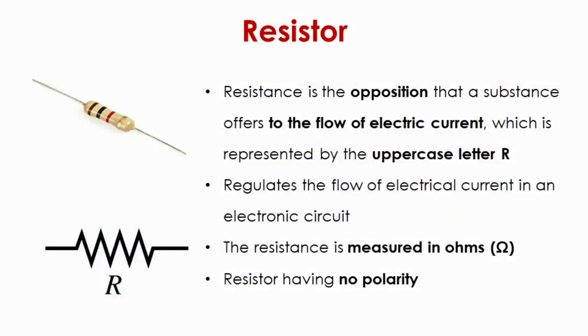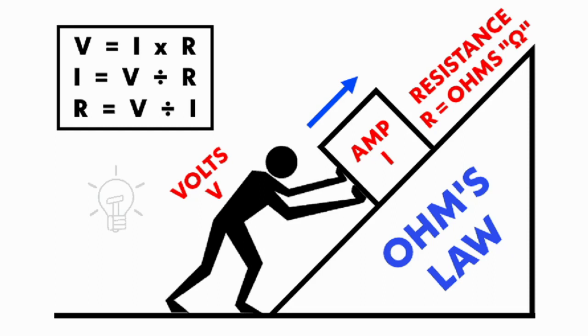So the next component is the resistor. All of you have used the resistor in your projects. Resistance is nothing but the opposition offered by any substance to the flow of electric current. It is denoted by the uppercase letter R, and it is measured in ohms. It doesn't have polarity, like a positive or negative terminal. You can use either of these ends as positive or negative. As in this picture, you can see the formula given by Ohm's law.